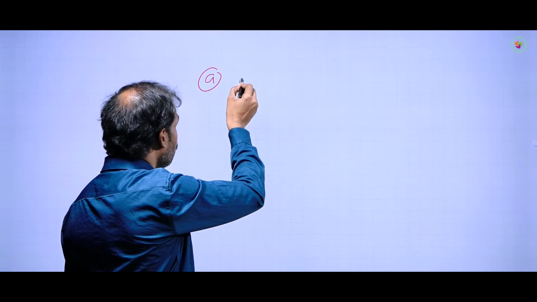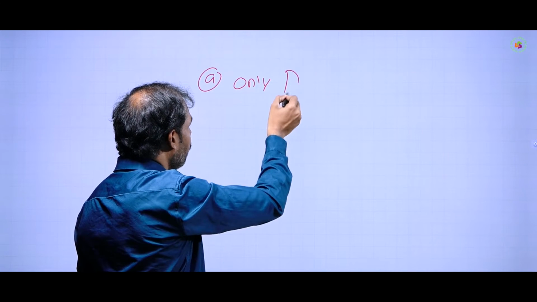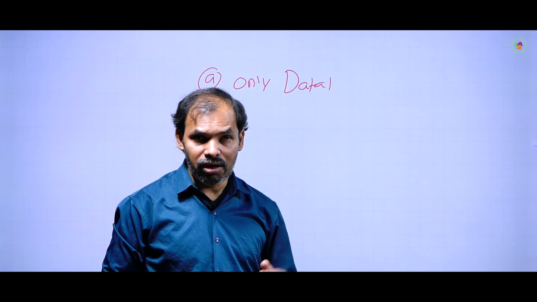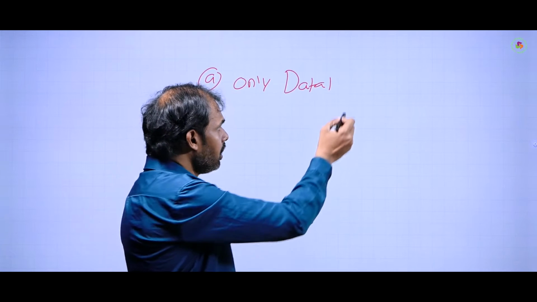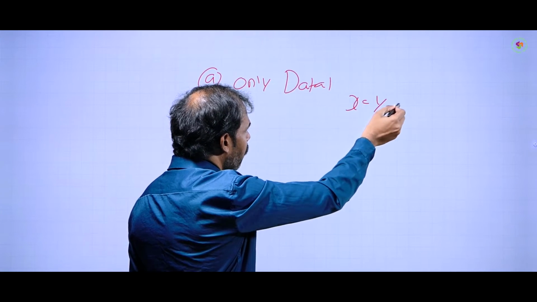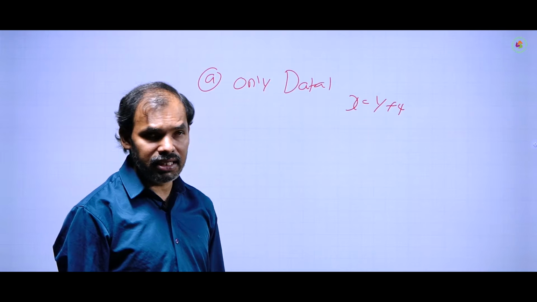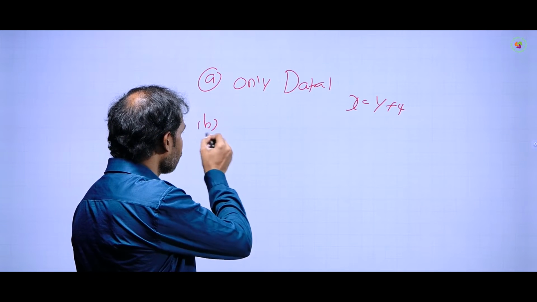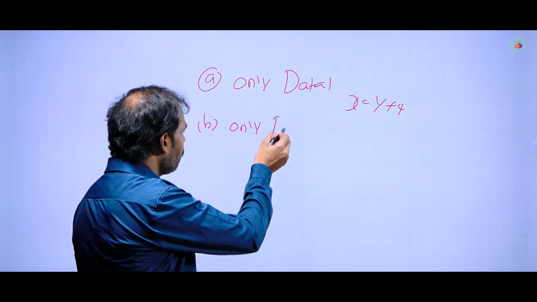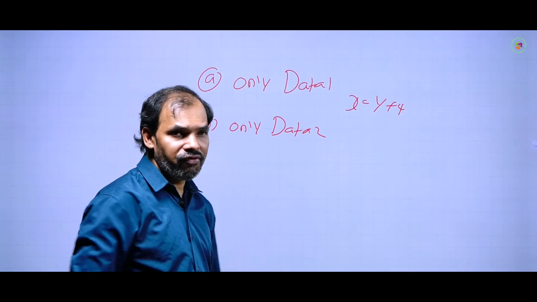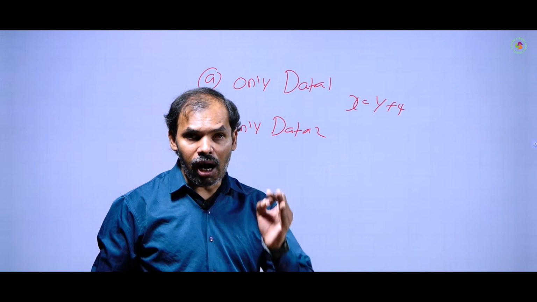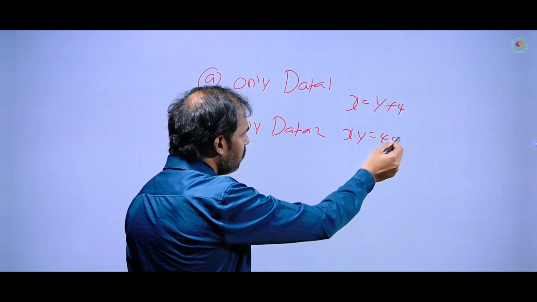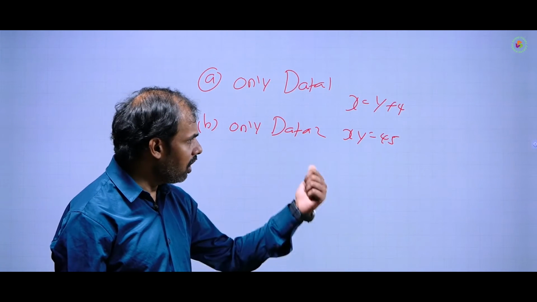First option, only data 1 is required to answer the question. Suppose you can find the x value by using data 1 alone, then option A is correct. Data 1 is x equal to y plus 4. From this can you find the x value? No, the reason is you cannot know the value of y, so option A is eliminated. Next, option B: only data 2 is required to answer the question. Data 2 is xy equal to 45. From this can you find the x value? No, because you don't know the value of y.